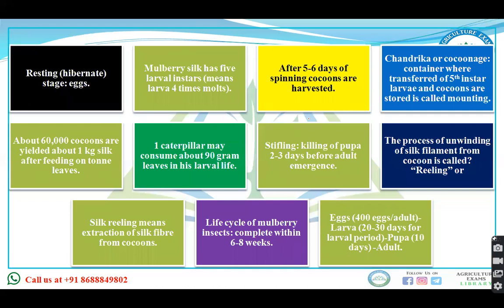The hibernating stage is the egg. In this one, a caterpillar may consume about 90 grams of leaves in the larval period. That is killing, or stifling. You have seen that this is the killing of the pupa 2-3 days before the emergence. Again, the process of unwinding the silk filament from the cocoon is known as reeling. The life cycle of the mulberry silkworm completes within 6 to 8 weeks.